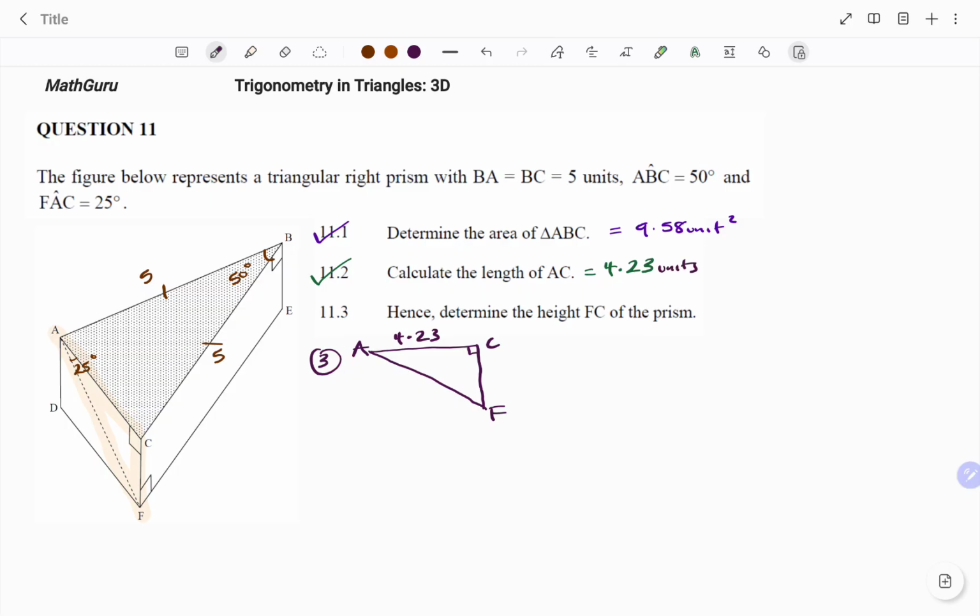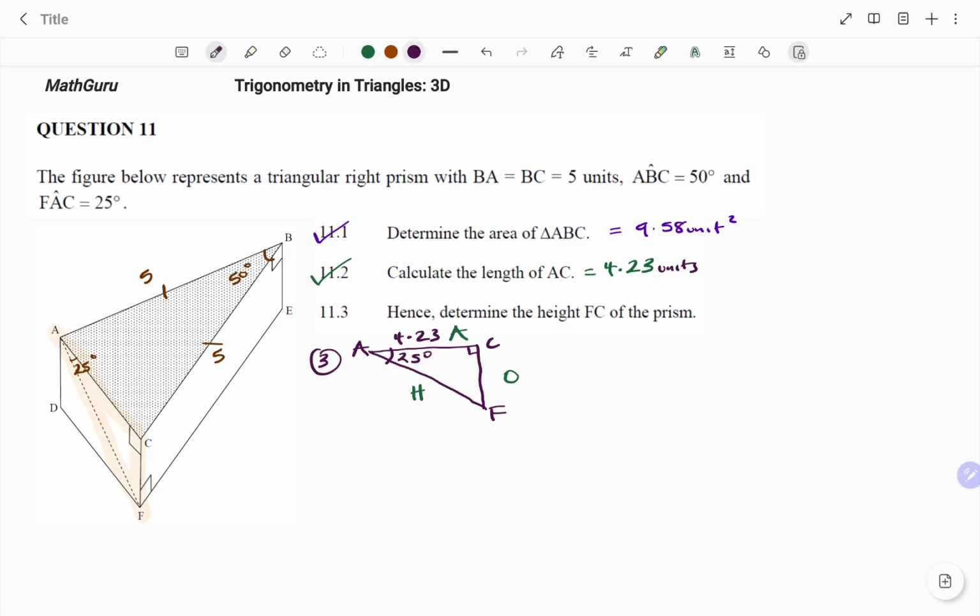And then that's the right angle. I have the angle at A that's given in the question. That's FAC, which is 25 degrees. So to find FC, I'll start by labeling all the sides of my triangle. I'll be using my trig ratios. So the side facing my angle is my opposite, the longest side, or the side facing my right angle, is my hypotenuse, and the last side is my adjacent.